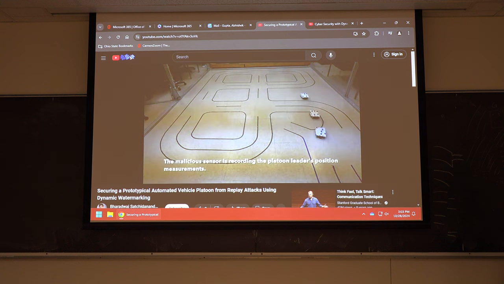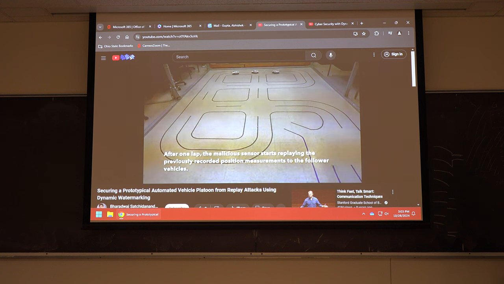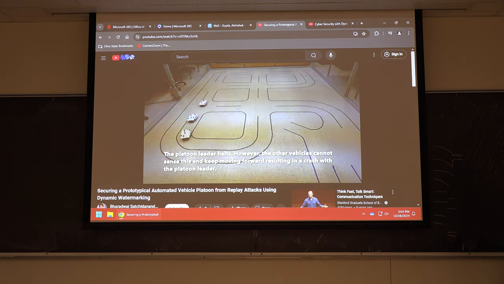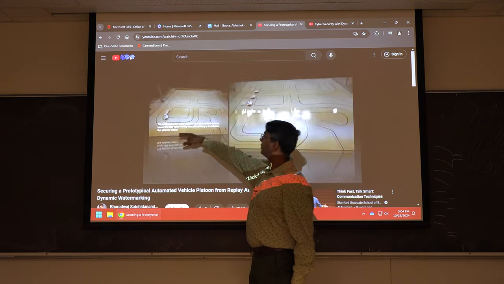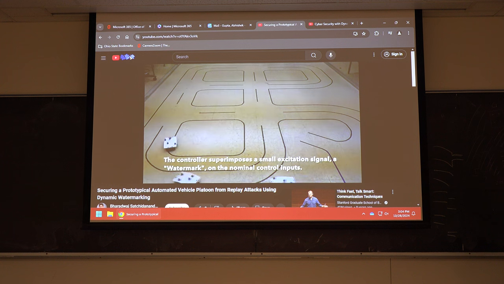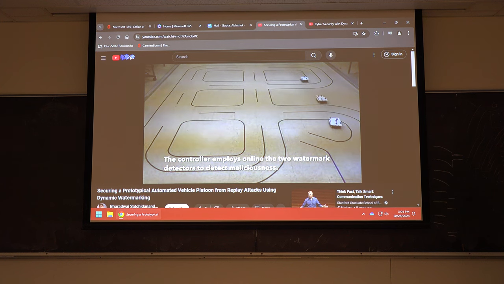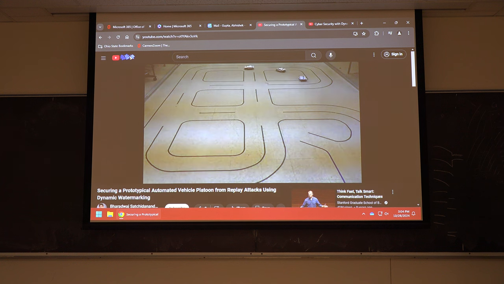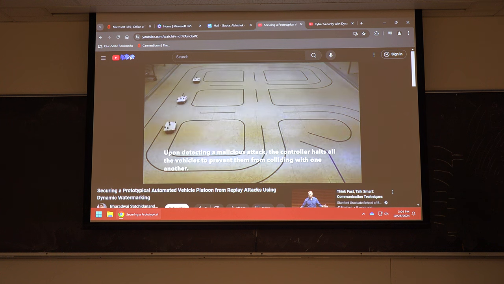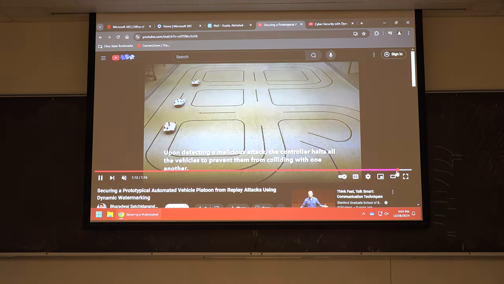A platoon is a tightly connected vehicle system. They try to maintain the same distance between successive vehicles. So all three vehicles are moving along the same trajectory, and they are going to maintain some distance between them. What happened was this vehicle's information was spoofed and sent to the other vehicles. Okay, so the controller stopped all the vehicles from moving as soon as the attack was detected.